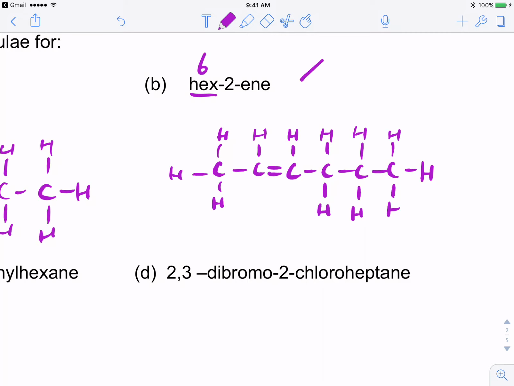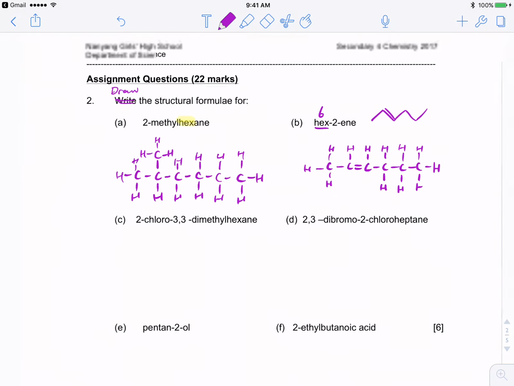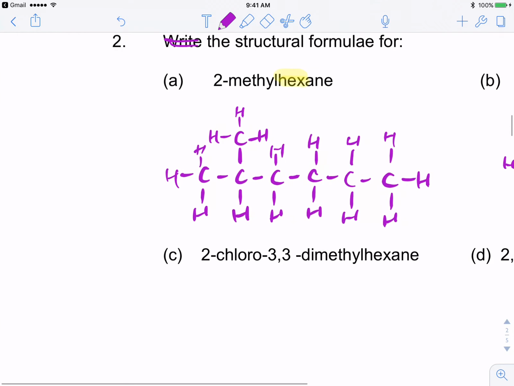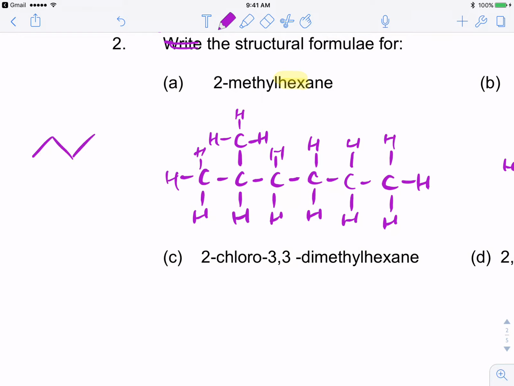It's just 1, 2, 3, 4, 1, 2, 3, 4, 5, 6, 2-ene. So simple, like a Visa payWave. Like here, this is 1, 2, 3, 4, 5, 6, 2-methyl.